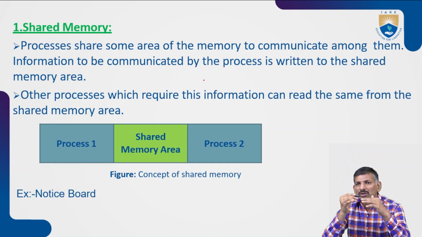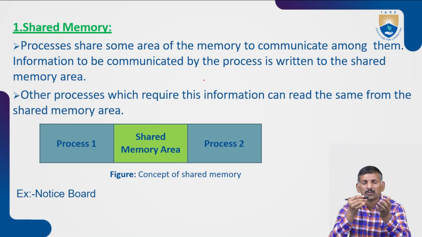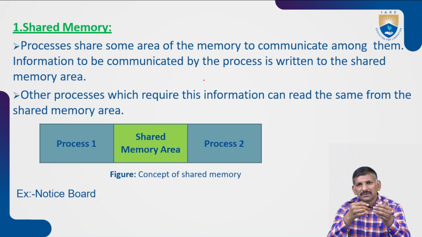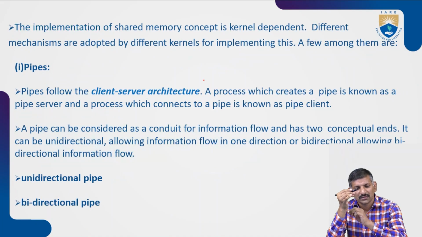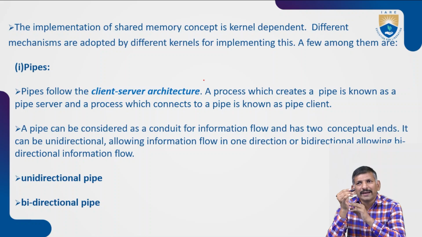Like that, the process which writes the data is called the server. The process which utilizes that content is called the client. That means it follows the server-client method. One example of shared memory is pipes. It follows client-server architecture. A process which creates a pipe is known as the pipe server, and a process which connects to the pipe is known as the pipe client.